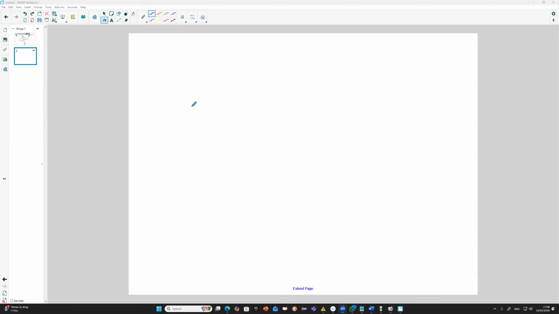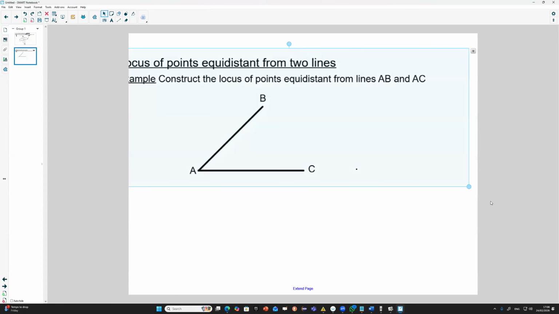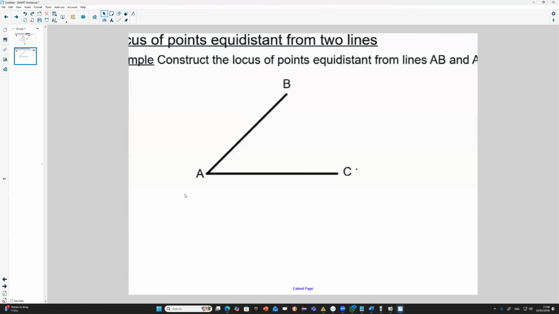Right, so let's say I want the locus of points equidistant to two lines. So this is the angle bisector. If we think about where this would be, I've got this situation. The line where all of the points are equally distant from this line and this line is going to be this line here. Does that sort of make sense? Because that is exactly halfway between the line AB and the line AC.